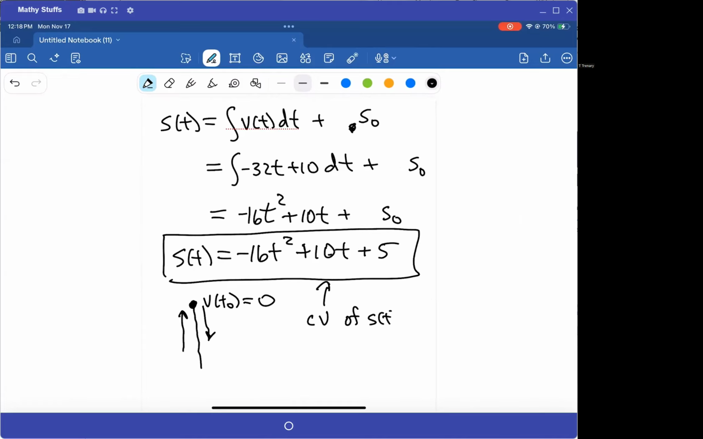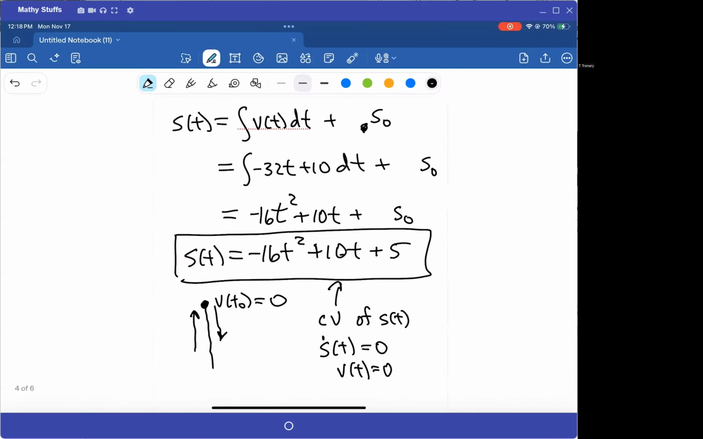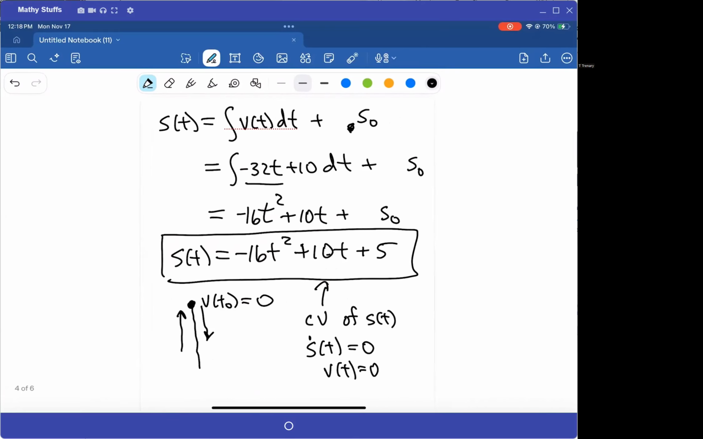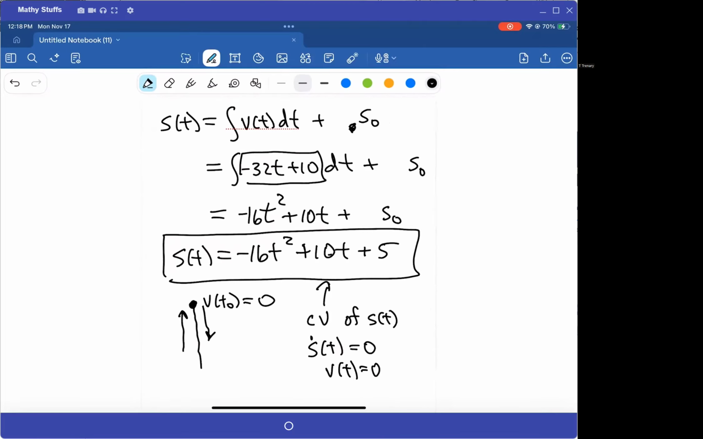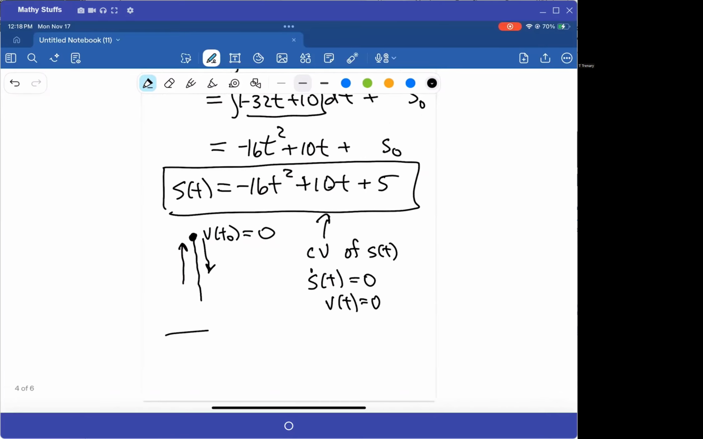This totally syncs up with knowing that we need to find the critical values of S of t, which are the solutions to derivative of s with respect to t equals 0. And so in other words, just when that velocity is equal to 0. So our velocity function is this negative 32t plus 10. So we get v of t equals 0 when negative 32t plus 10 equals 0. So t equals 10/32 seconds.